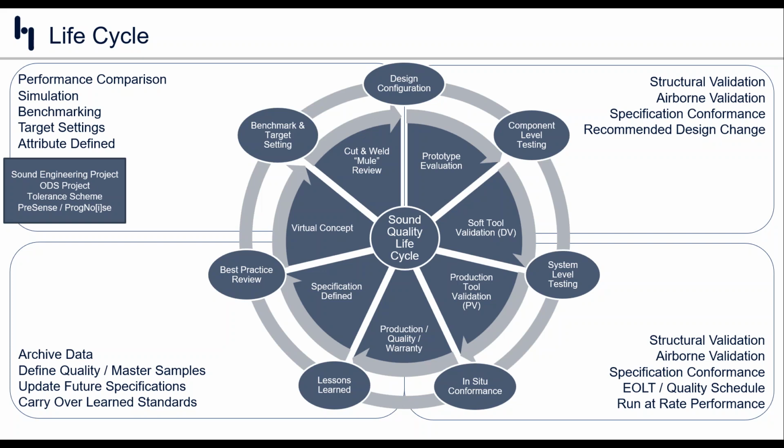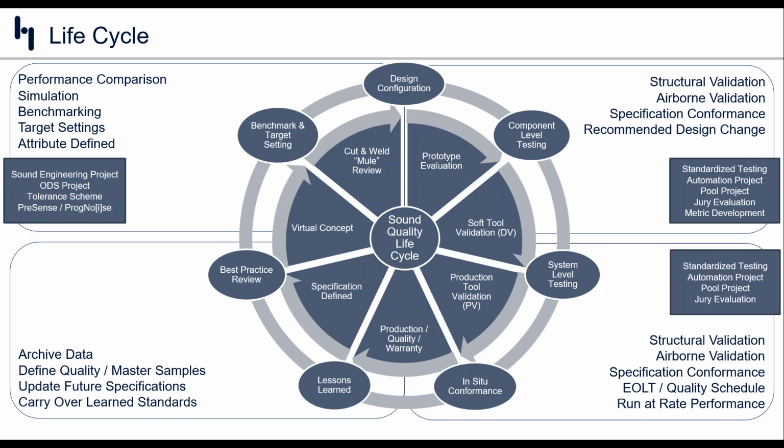While conducting your early validation, you'll most likely see some of these, which is the standardized testing, streamlining your process through automation, running your data through a project, doing your jury evaluation to get your first round of evaluations, and then finally your metric development. During the later release validation, you're going to continue to use your standardized testing. You're going to continue to automate your projects and evaluate your data, and then do a final jury evaluation before releasing the product for production.